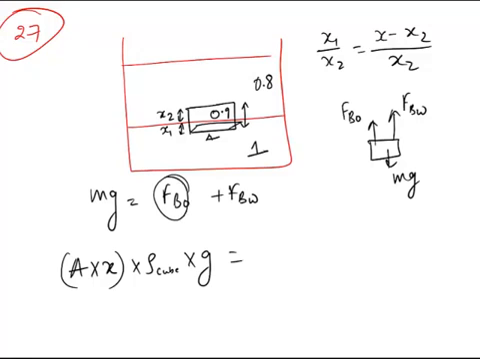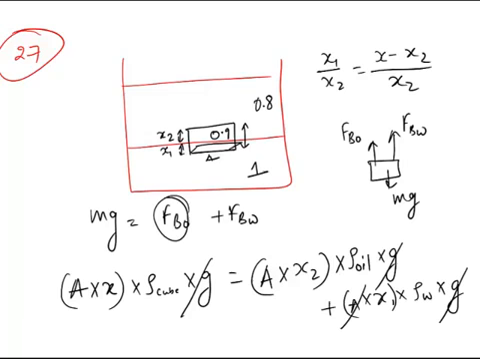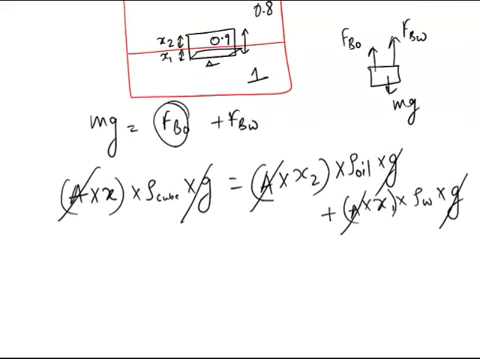Buoyant force of oil is amount of oil displaced. Amount of oil displaced is volume A into x2 into density of oil, that is mass of oil displaced, into G will give you weight of oil displaced, plus weight of water displaced, that is A into x1 into density of water into G. Let's cancel G, let's cancel A, and now let's put all the values.